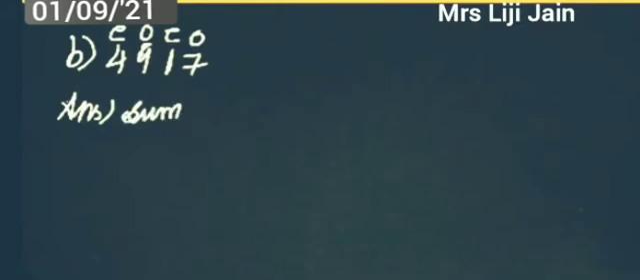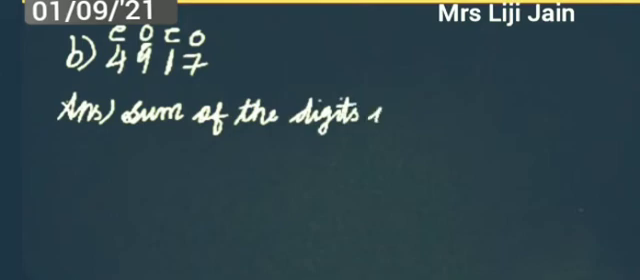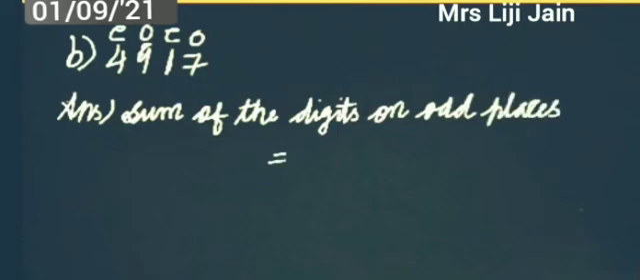Sum of the digits on odd places. Which are the digits on odd places here? 7 and 9. Please find the sum. 7 plus 9. What is 7 plus 9? Yes, it is 16. Okay.